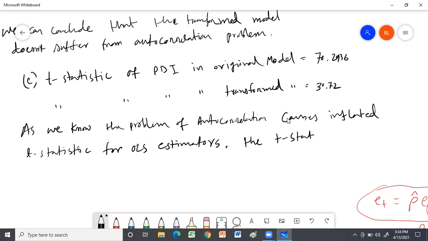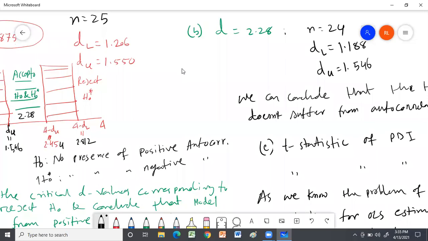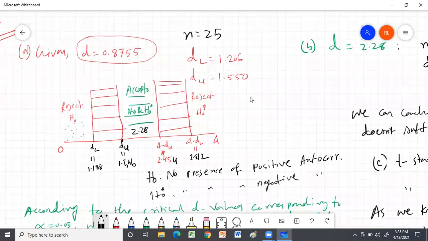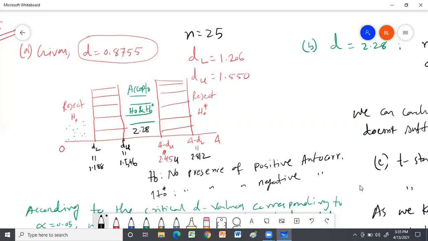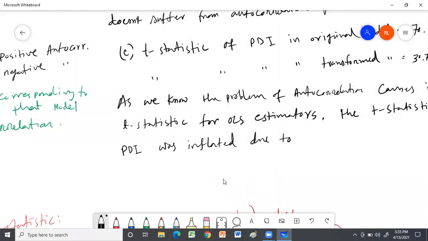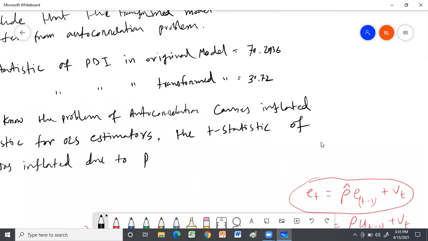The t statistic of PDI was inflated due to which correlation we have identified or detected: positive autocorrelation. In the earlier model, it was suffering from the positive autocorrelation. So that is what you have to write down. The t statistic of PDI was inflated due to positive autocorrelation in earlier model.